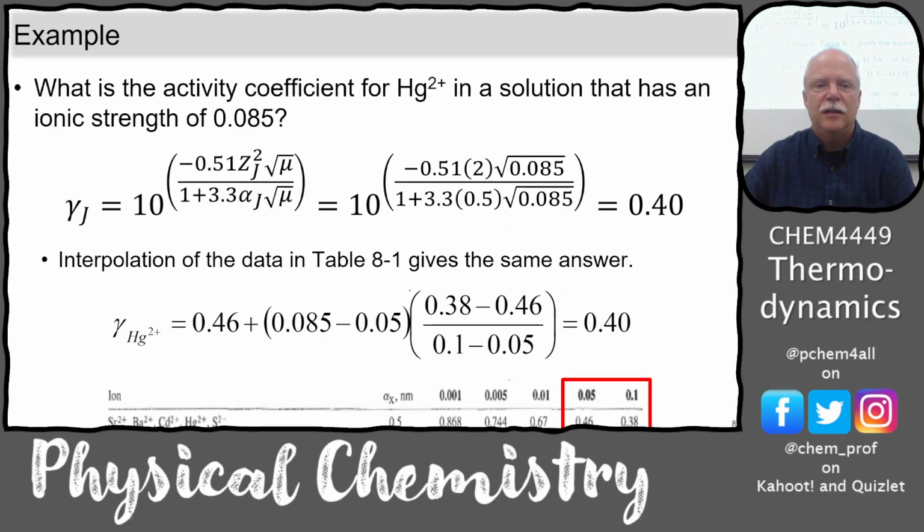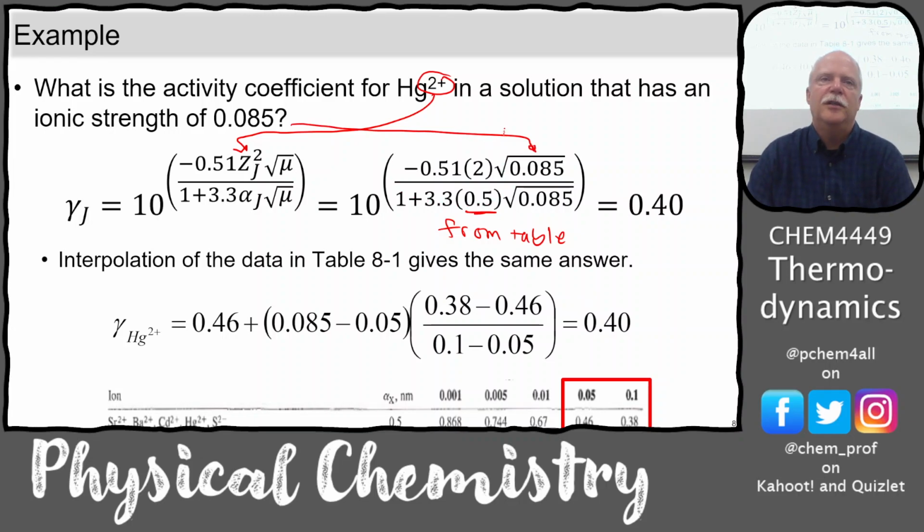So here's some calculations. What's the activity coefficient for mercury 2+ in a solution that has an ionic strength of 0.085? We've already calculated the ionic strength. We know mercury, so the 2+ goes in for Z. We look that up in the table and find the 0.5 from the table. The ionic strength of 0.085 goes in here, and then it's plug and chug. We have everything we need in the problem. Don't forget to change the sign here, and don't forget to raise 10 to that power. And don't forget to add in this 1 before you do the ratio. That's a common mistake as well. So we end up with 0.4.